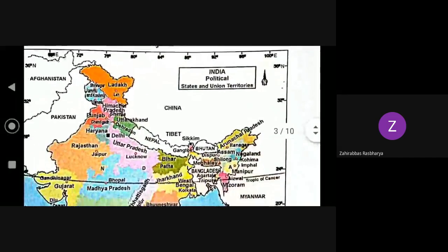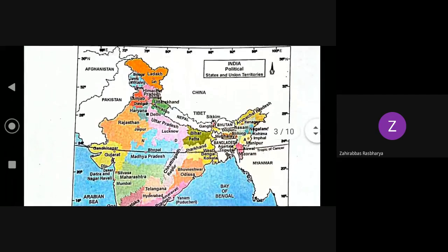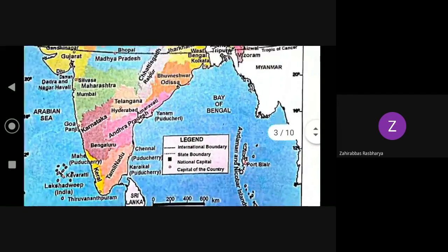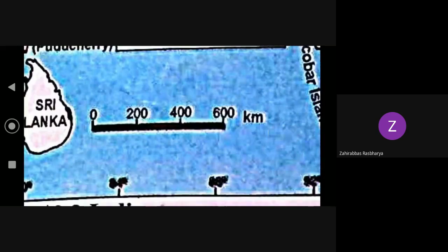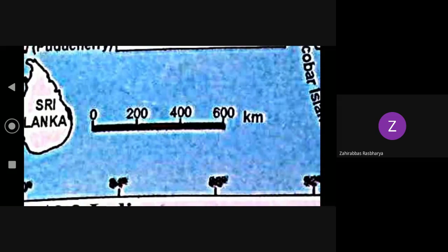Then here you can see the India map. Can you see the political map of India? Yes. Here, the legend means instructions are given to us. The scale is given here. Can you see? Read the scale. 400, meaning 200 kilometer. 1 centimeter is equal to 200 kilometer in this map. Can you see? 0 to 200, 200 to 400, 400 to 600. The difference is 200.